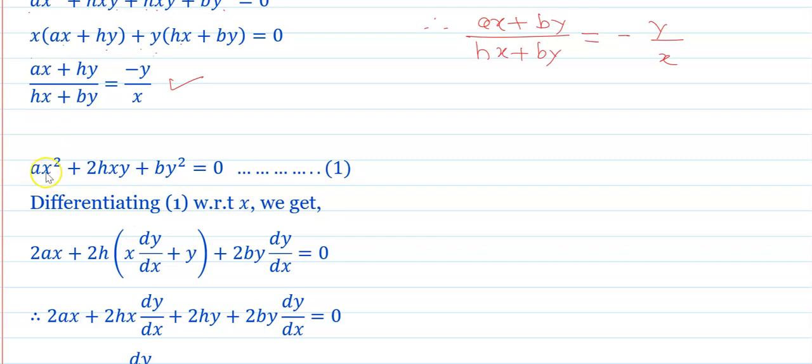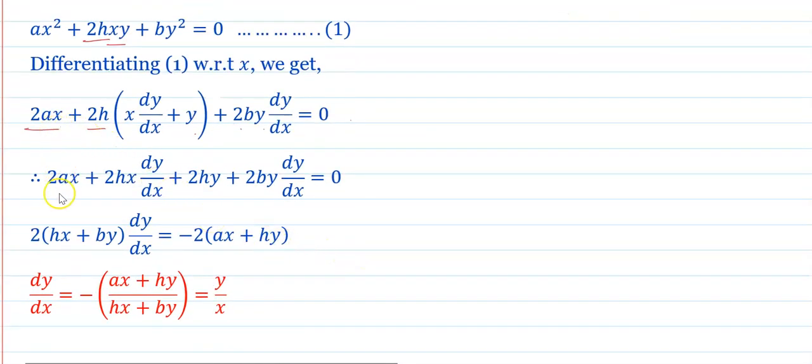Ax square चा derivative, a is a constant, x square चा derivative किती येणार तर 2x येणार. Therefore whole derivative is 2ax. नंतर 2h is a constant quantity, x into y याचा derivative, keep x as it is, y चा derivative dy by dx plus x चा derivative किती तर 1, 1 into y. This is okay. Next by square. Okay, y square चा derivative किती 2y into dy by dx, and that's equals to 0. पुढचं multiplication, 2ax plus 2hx into dy by dx plus 2hy, this is plus 2by into dy by dx. Now collect the terms of dy by dx.